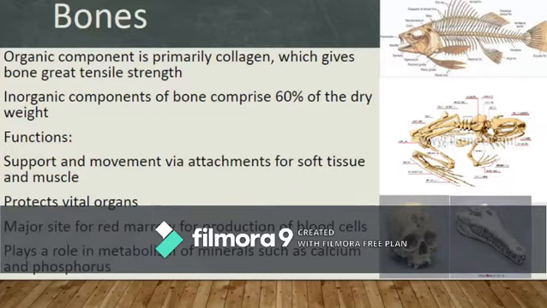So the organic component is primarily made up of collagen, which gives bone great tensile strength. The function: it gives support and movement via attachment of soft tissue. It also protects the vital organs. It is also the major site of red marrow for production of blood cells. And it also plays a role in the metabolism of minerals such as calcium and phosphorus.